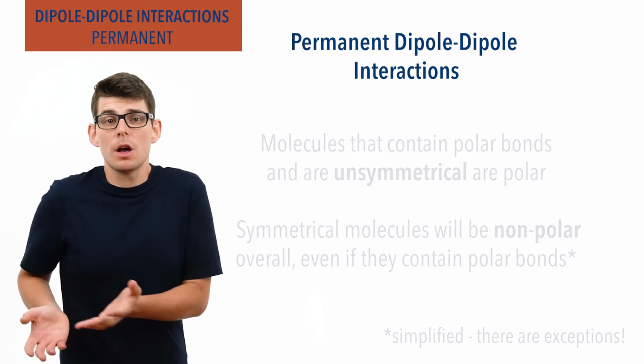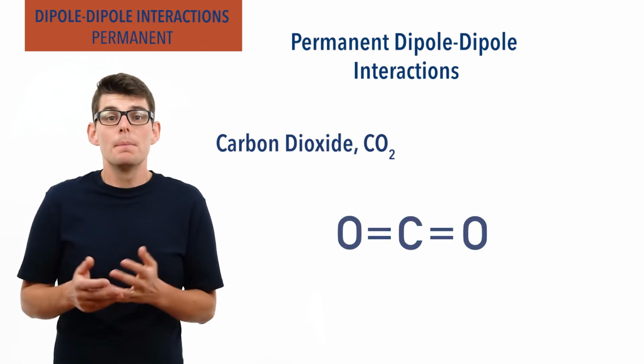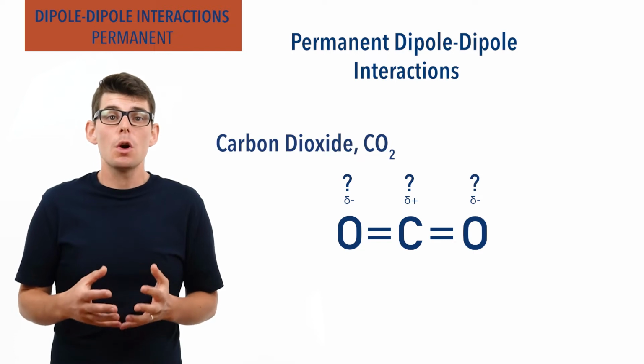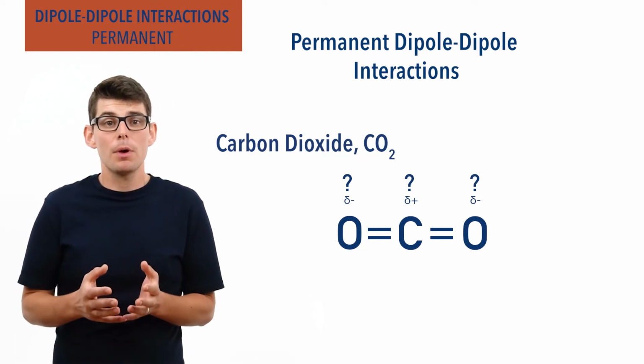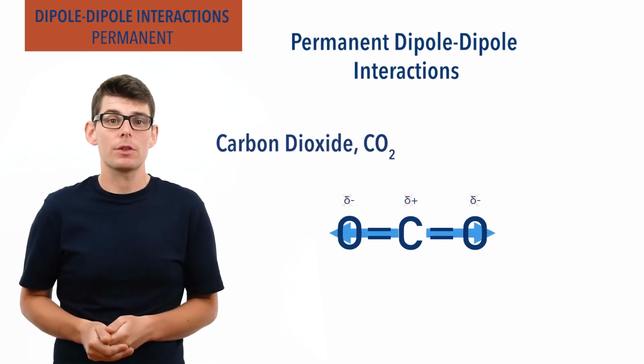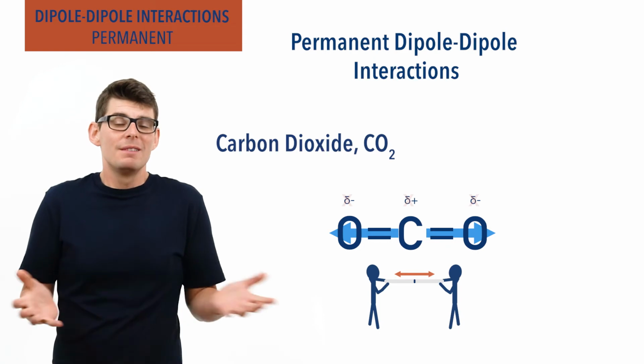For example, carbon dioxide, CO2, contains two C=O bonds, both polar. The molecule is symmetrical though, meaning no overall dipole exists, as both polar bonds cancel each other out and pull the electron density in opposite directions. A bit like a tug of war between two people of equal strengths. There is no winner.